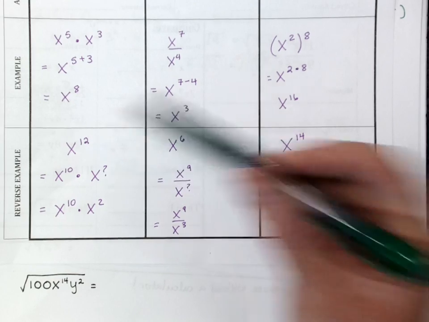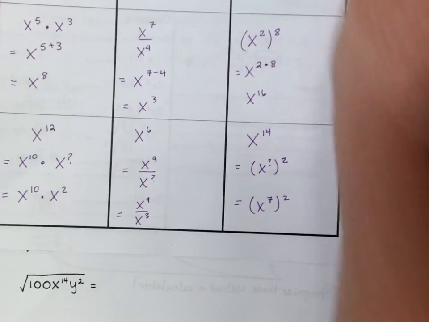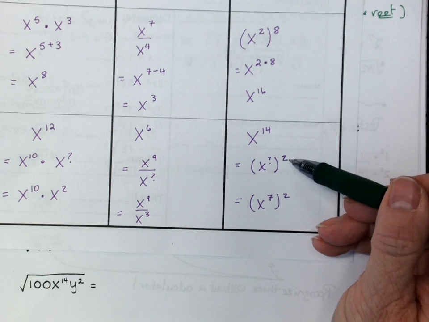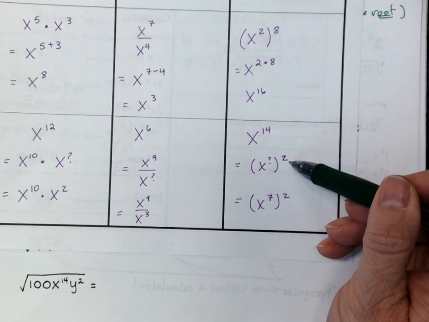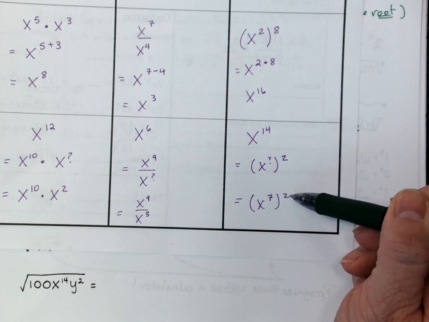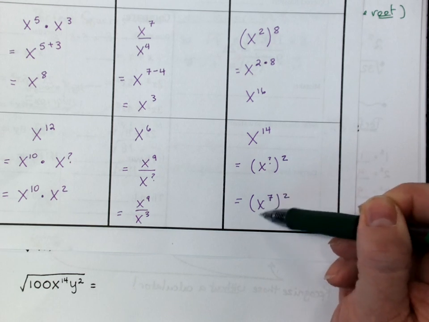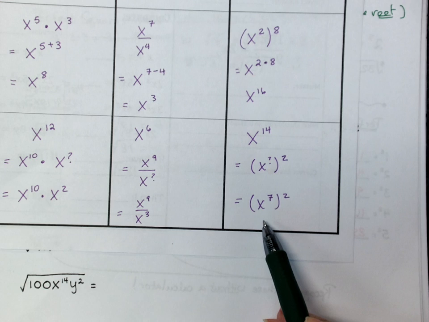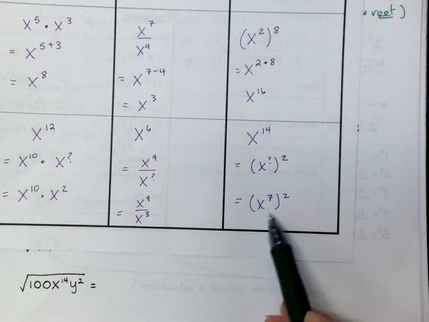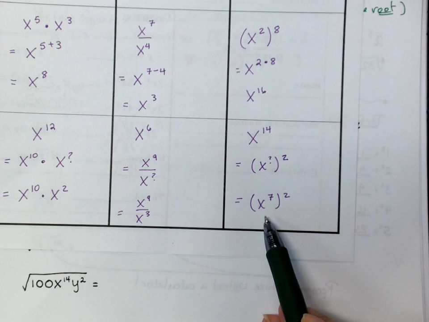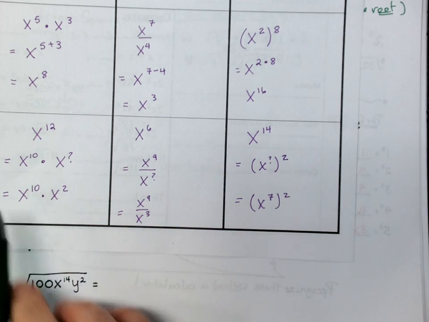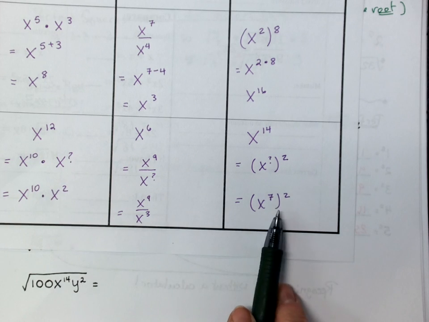Here, I turn this into a square, and so this proves that it's a perfect square. It's a perfect square of x to the 7th squared. This means x to the 7th times x to the 7th. Its twin factors are x to the 7th times x to the 7th. If you write that as x to the 7th times x to the 7th, you have x to the 7 plus 7, x to the 14th. This is just a shorthand way to write the product rule, x to the 6 times x to the 6, or x to the 7 times x to the 7th.